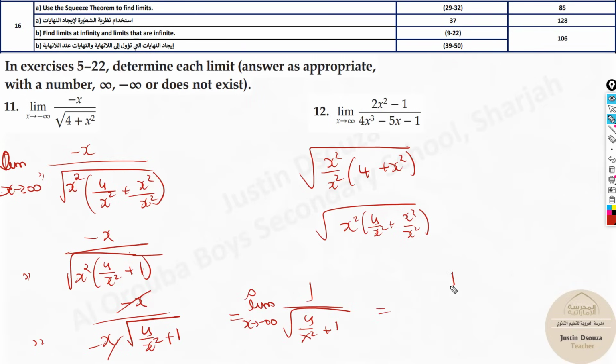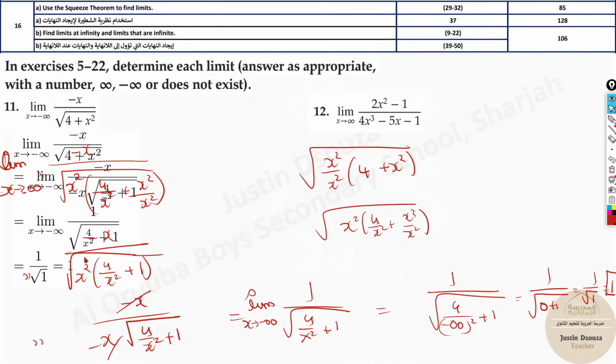Now when we apply minus infinity, what happens? 4 by, doesn't matter positive or negative infinity, square is there, so it is just infinity. Let's write it minus infinity square. It will be positive only, okay? So it will be 1 divided by square root of 1 plus... now this is not 1. Sorry. What is 4 divided by infinity? It's 0 plus 1. That is 1 by square root 1. That is 1. Answer is 1. The answer should be 1.